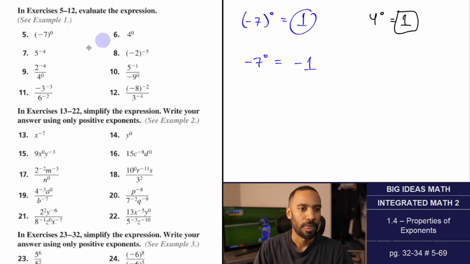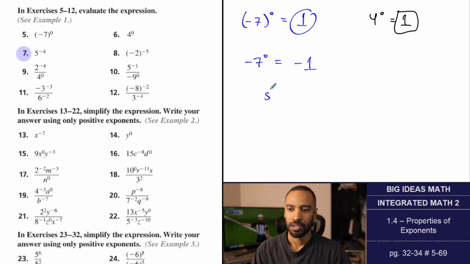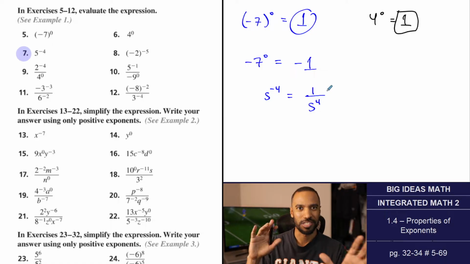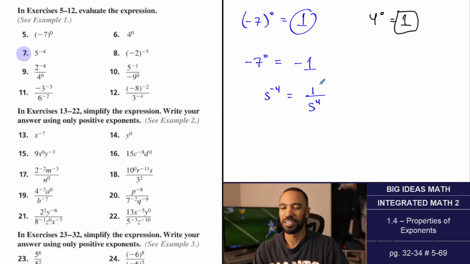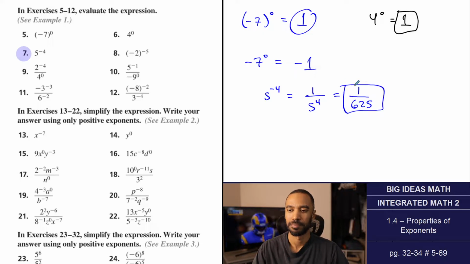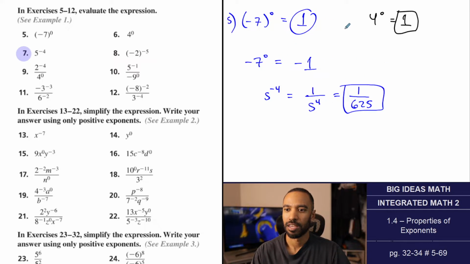Number 7, 5 to the -4th power. So on this one, the one problem with this is with my switching back and forth, because we're not spending a lot of time on each problem, there's going to be a long time in between each problem, relatively. It is 1 over 5 to the 4th power. Now you want to evaluate that. 5 to the 4th is 625, so that's 1 over 625. Let's do this. 5, 6, 7.